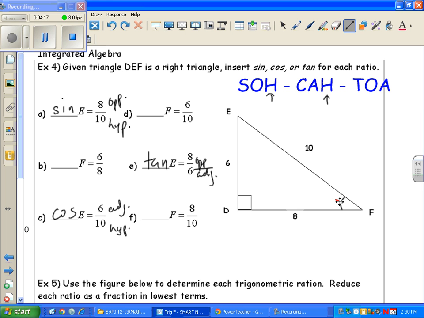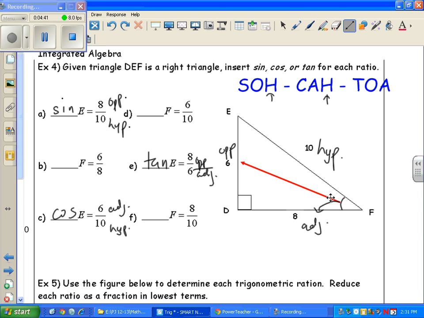I'm going to make the same labels I made before. So the first thing I'll do is go opposite angle F, and I find that side DE is now the opposite side, the opposite leg from angle F. The hypotenuse, of course, is still side EF, 10. But now the adjacent leg is DF, which is 8 units. So now I can make my other ratios.